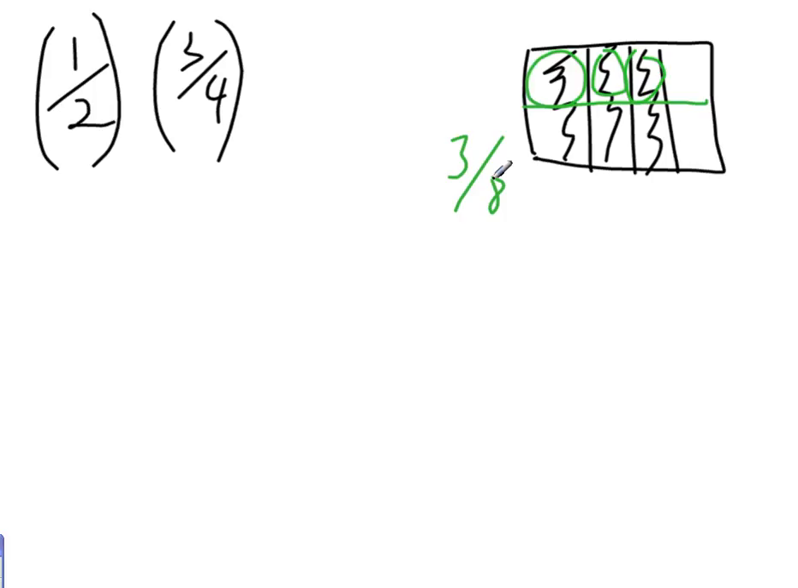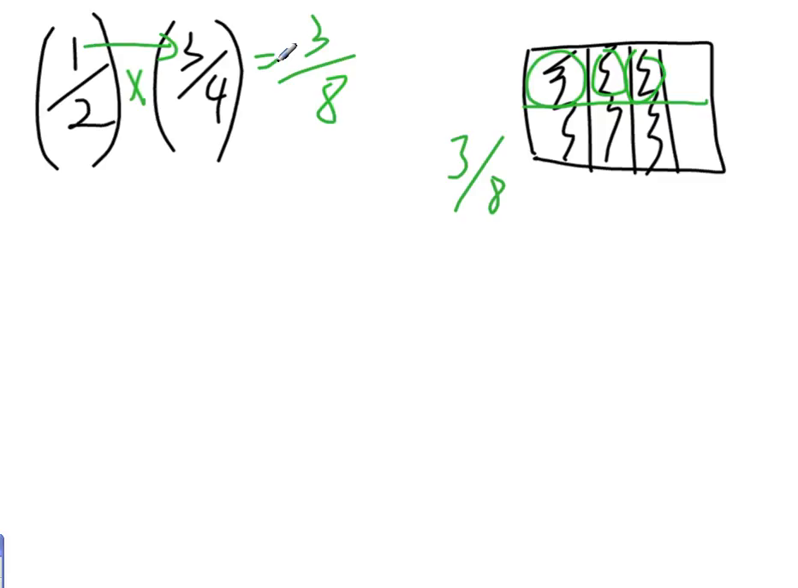So in order to get this using arithmetic, we can simply multiply 1 times 3 is 3, and 2 times 4 is 8. So 1/2 times 3/4 is 3/8.